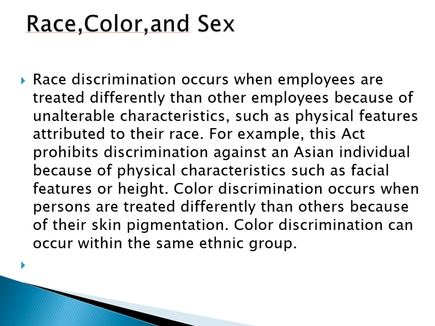Next is race, color, and sex. Race discrimination occurs when employees are treated differently than other employees because of unalterable characteristics such as physical features attributed to their race. For example, this act prohibits discrimination against an Asian individual because of physical characteristics such as facial features or height. Color discrimination occurs when persons are treated differently than others because of their skin pigmentation. So color discrimination can occur within the same ethnic group, whereas sex discrimination occurs when men and women who are similarly situated are treated differently based on gender. It takes place when deliberate, repeated, or unsolicited verbal comments, gestures, or physical contacts of a sexual nature are unwelcome.